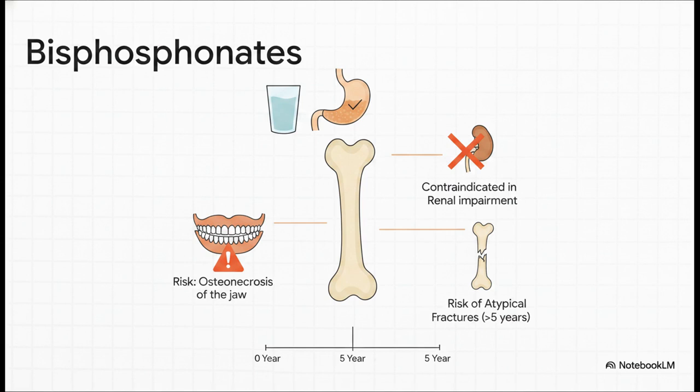Now, if a patient has severe acute or cancer-related bone pain, they might actually need opioids. If so, prescribe the shortest effective course, mandate a strict bowel regimen, and constantly monitor for sedation, respiratory depression, constipation, and the risk of falls.